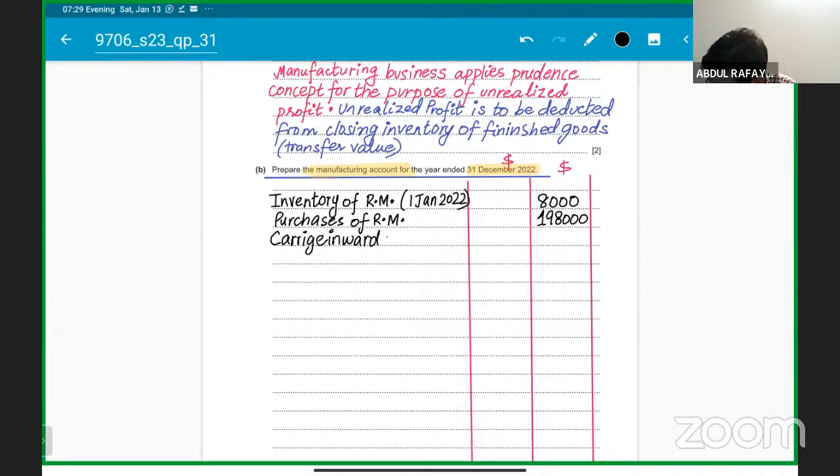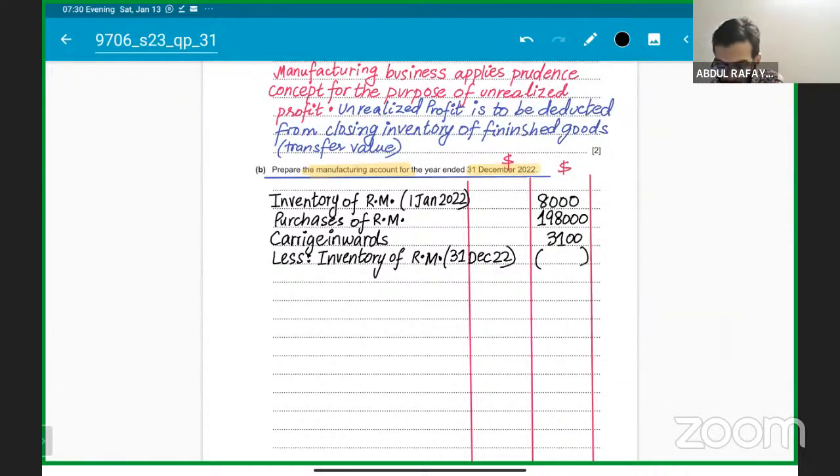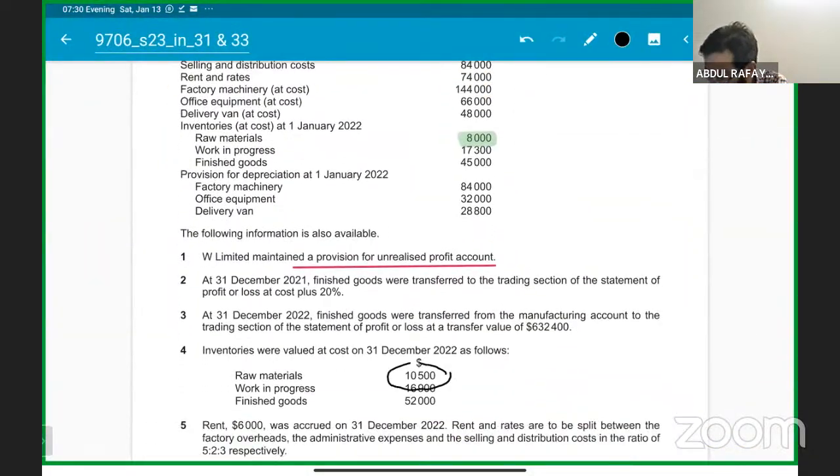This is the cost that was used to bring the raw materials into the factory. So 3100 is carriage inwards. And similarly, because you don't have any return inwards of the raw materials, you will subtract the closing inventory at the end of the year. So inventory of raw materials at 31st December 2022. You just have to subtract the closing inventory of raw materials. Understood? So what is the closing inventory of raw materials? Let's have a look. This is also given at cost. So closing inventory of raw materials is 10,500.